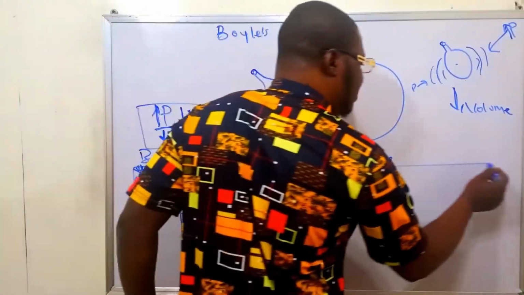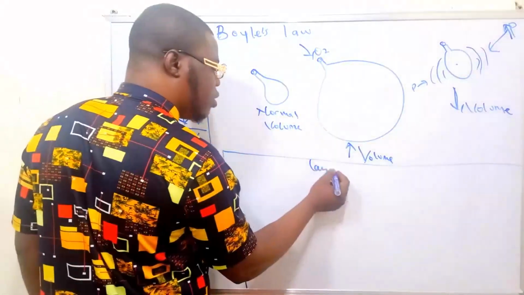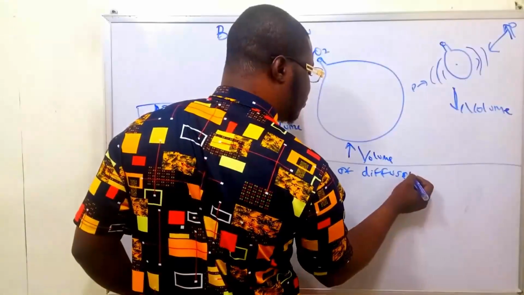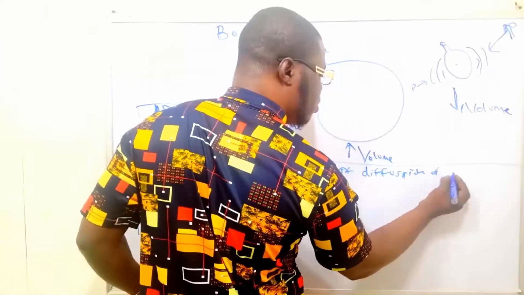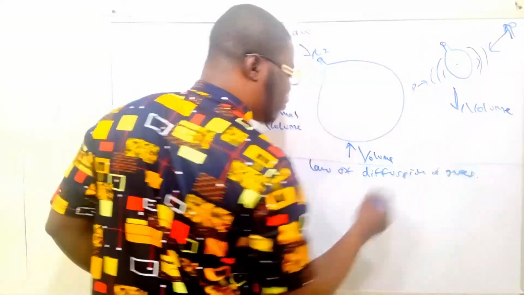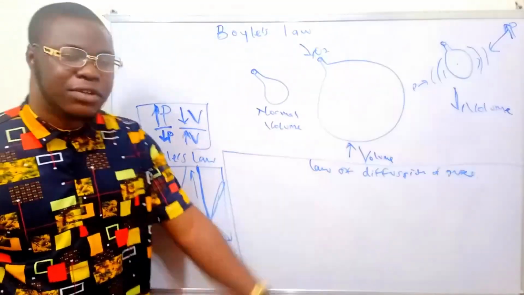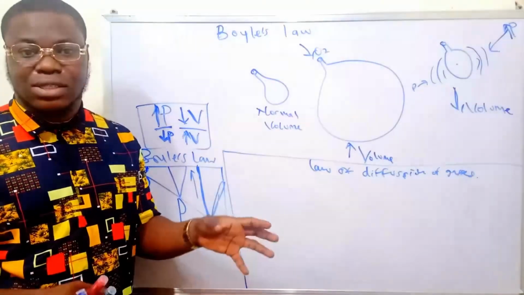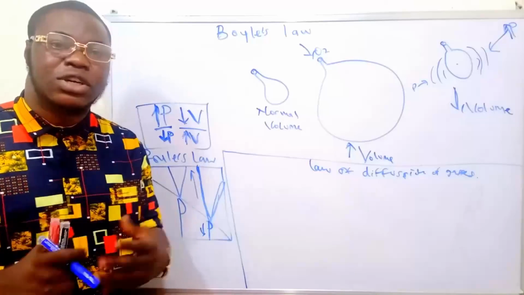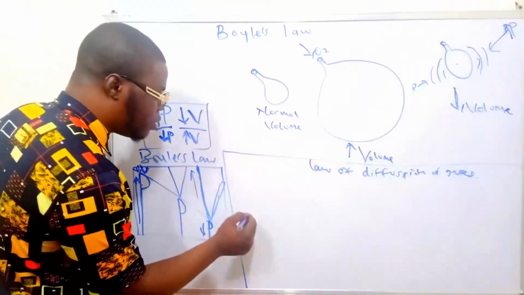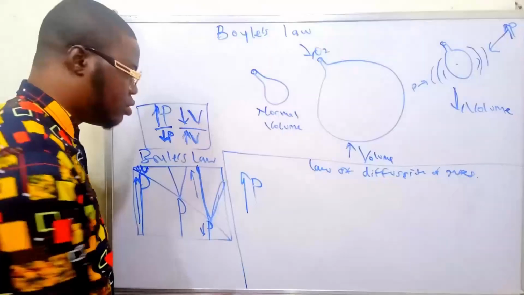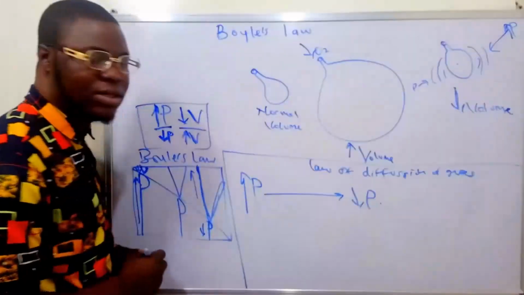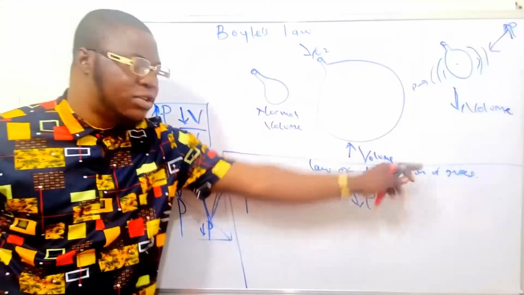Now, the second law you have to understand is what we call the law of diffusion of gases. Law of diffusion of gases. Now, the law of diffusion of gases states that, you can write this down, air or gases will rush from the region of higher pressure to the region of lower pressure. That is the meaning of the law of diffusion of gases.